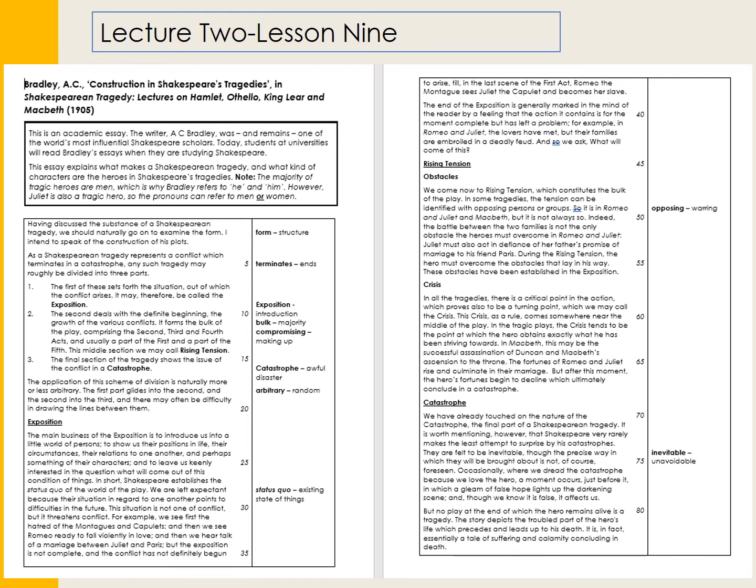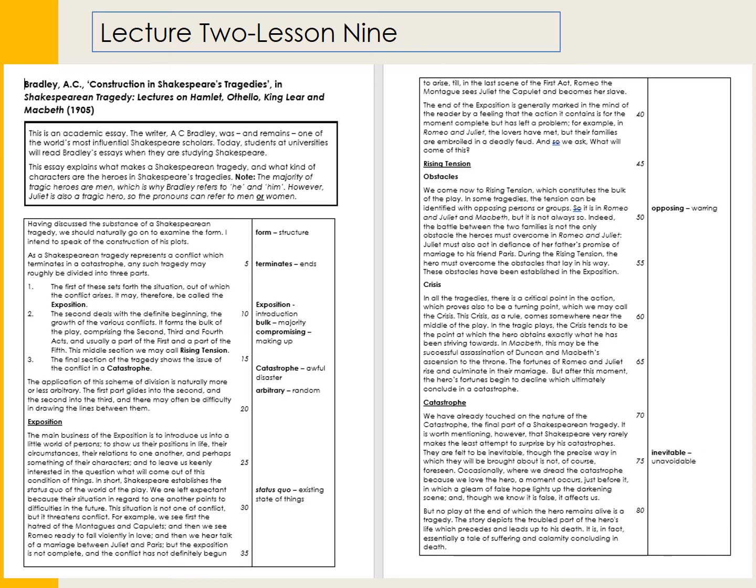Having discussed the substance of a Shakespearean tragedy, we should naturally go on to examine the form. So if you remember, the form is the structure. I intend to speak of the construction of his plots. As a Shakespearean tragedy represents a conflict which terminates in a catastrophe, any such tragedy may roughly be divided into 3 parts. The first of these sets forth the situation out of which the conflict arises. It may therefore be called the exposition. So the exposition is the introduction. It's where we learn the key situation and where the conflict comes from.